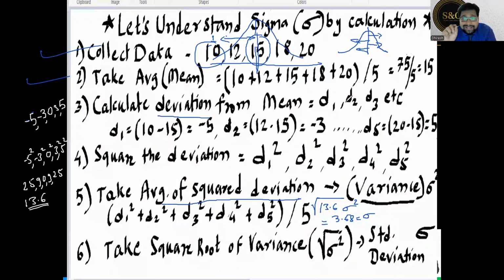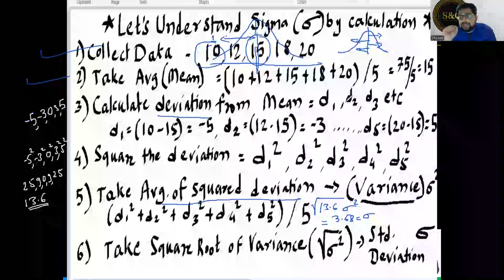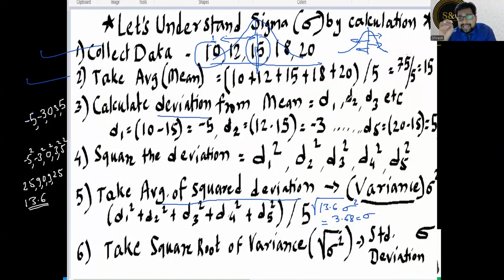Okay. Now, what is the unit of standard deviation? Does it have any unit? Type in the chat box. Does standard deviation have any unit? Type in the chat box quickly. Can it have any unit of measurement?